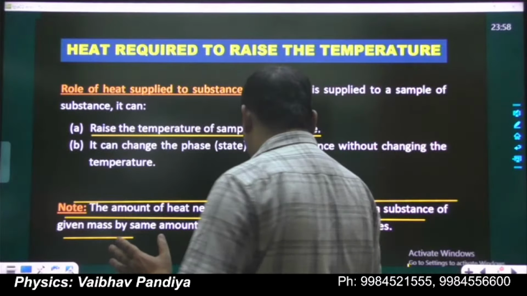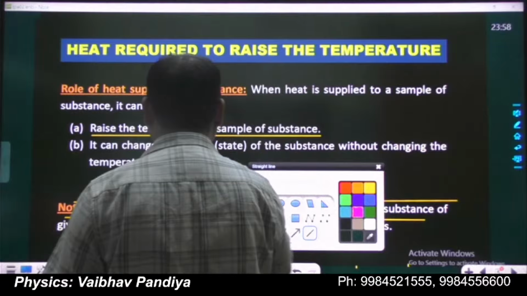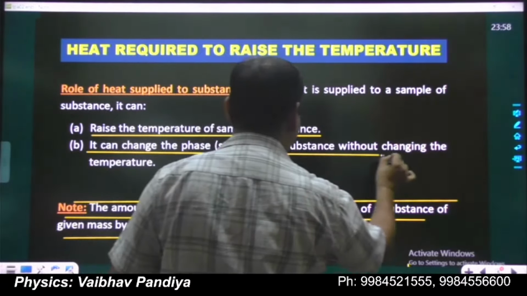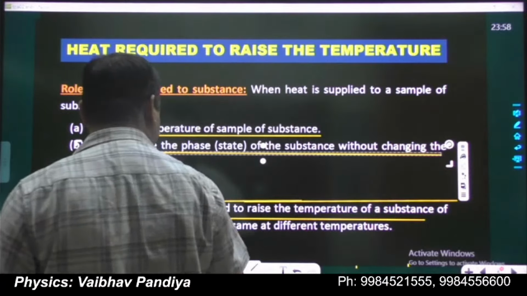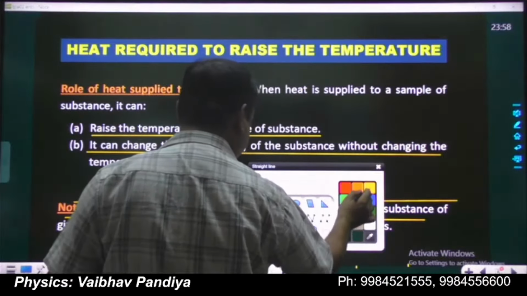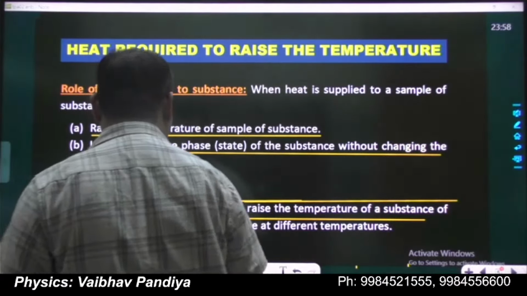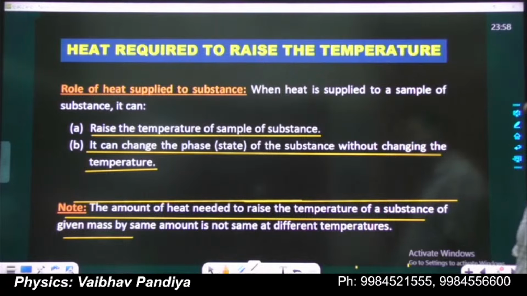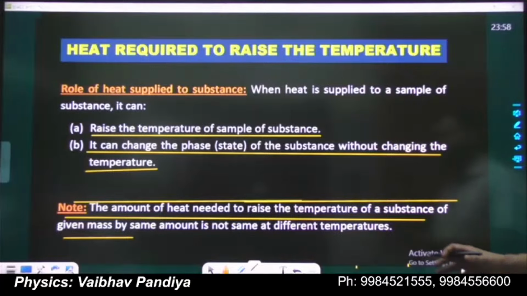So one role is what? To raise the temperature of the sample, and when it is raising the temperature, it is not changing the state. And another role is what? To change the state or phase of the substance without changing the temperature. So these are the two major roles that the heat plays when you give it to any sample of the substance.